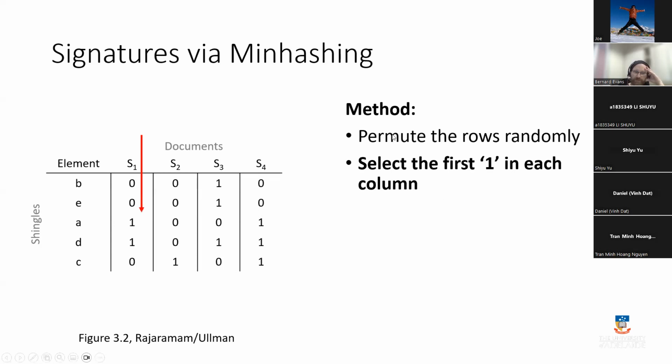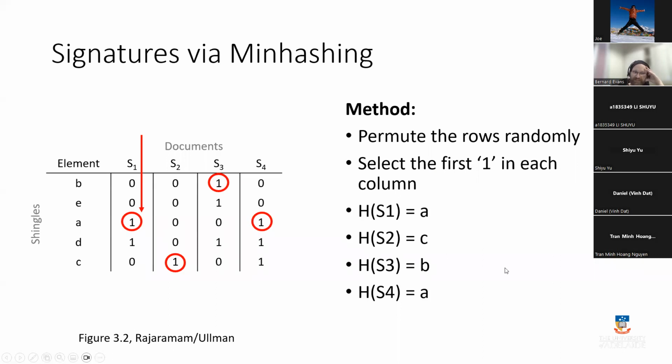So what we're going to do is permute all the rows randomly. If you look carefully here, instead of having A, B, C, D, and E, I now have B, E, A, D, and C, and I've rearranged all of these numbers to correspond. And then I'm just going to select the first one in each column. So the hash signature of S1 is just A, and the hash signature of S2 is just C, and then B, and then A. And so I can say, hey, look, 1 and 4, they're the same. Woo, that was easy.